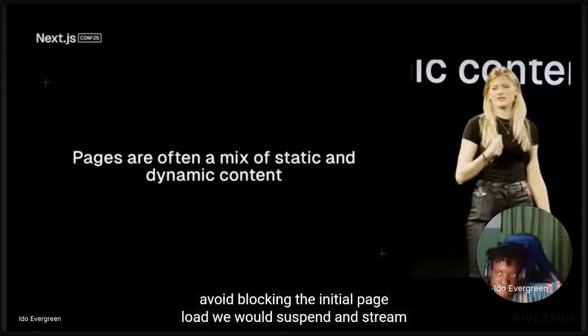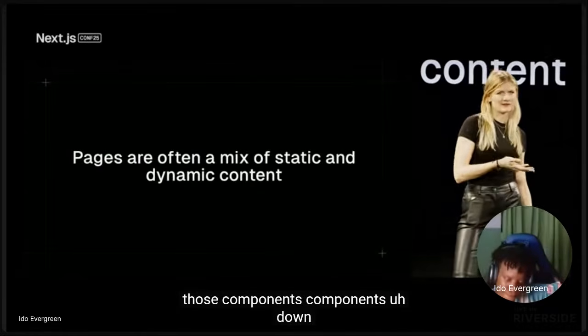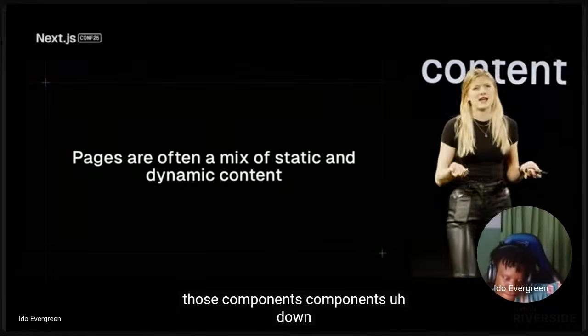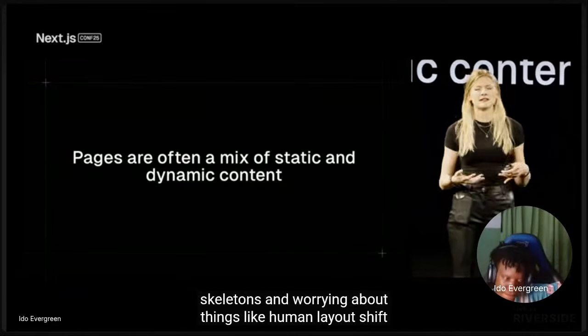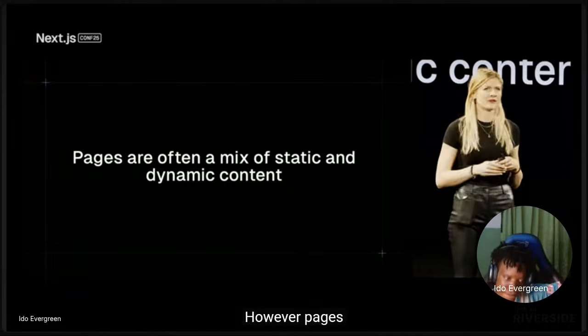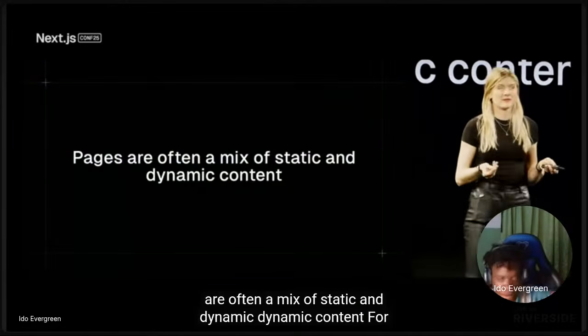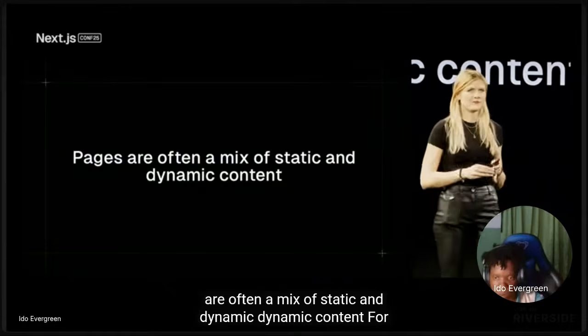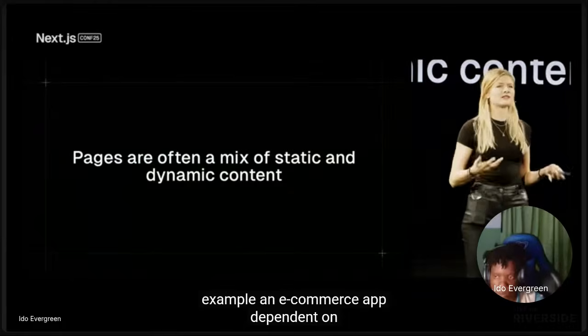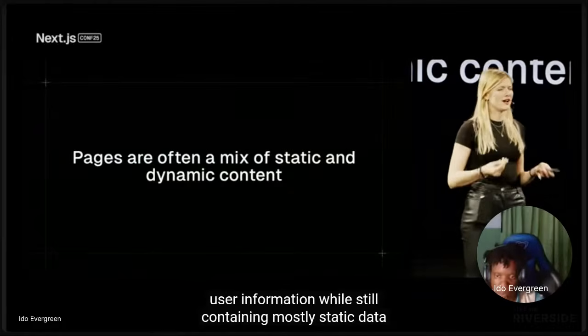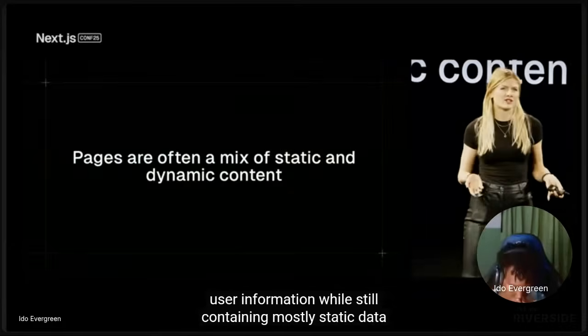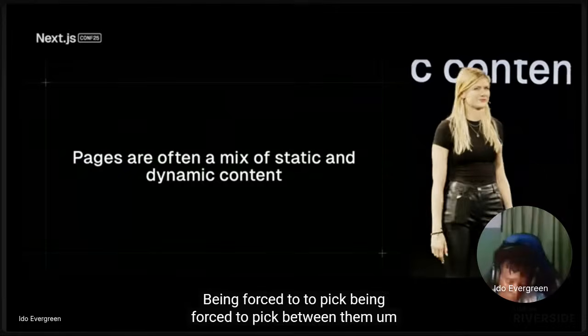However, pages are often a mix of static and dynamic content. For example, an e-commerce app, dependent on user information while still containing mostly static data. Being forced to pick between them, between static or dynamic, causes lots of redundant processing on the server, on content that never or very rarely changes, and isn't optimal for performance.